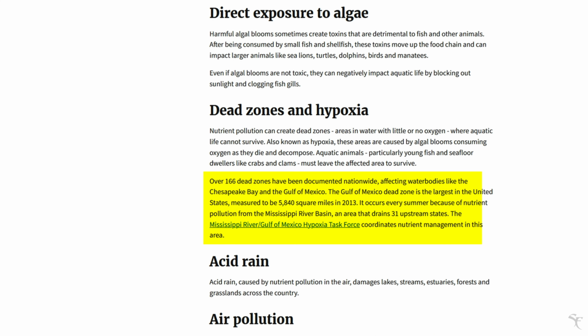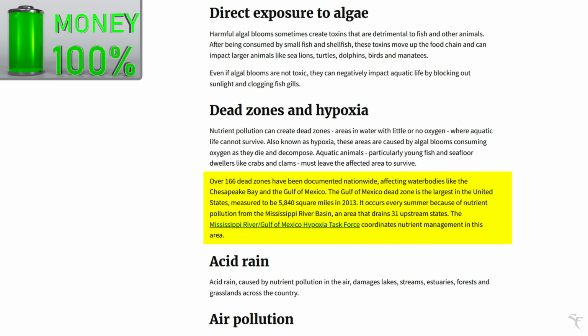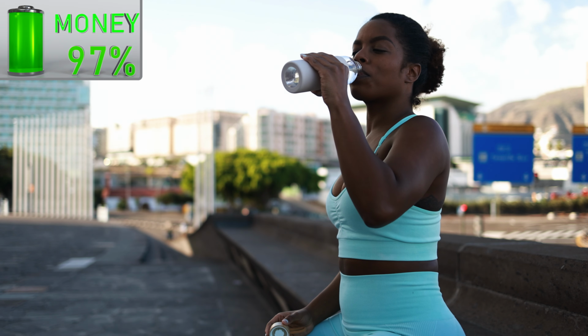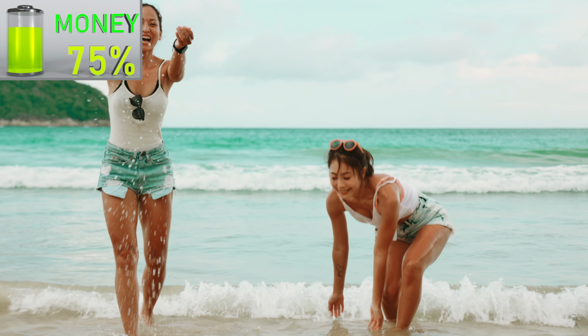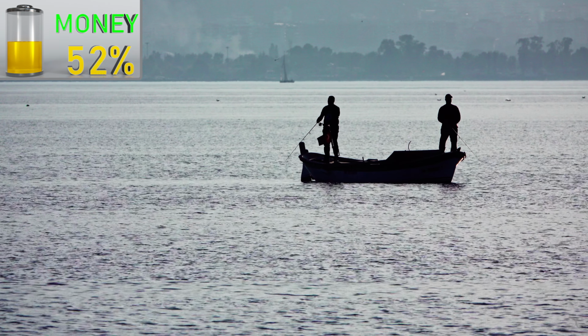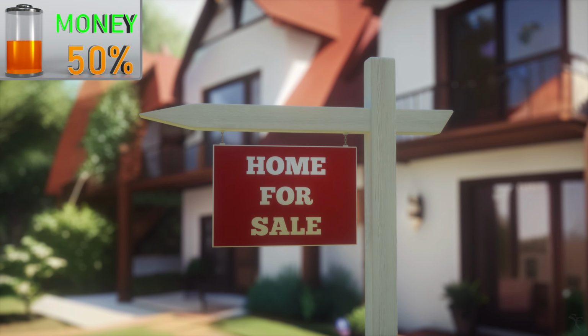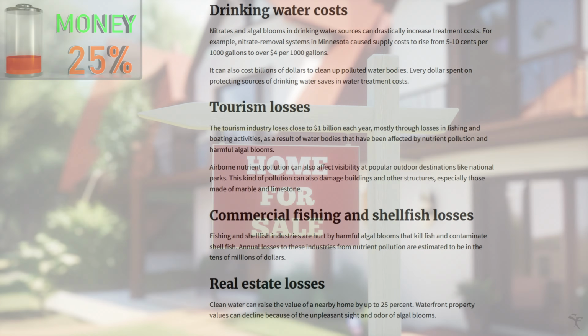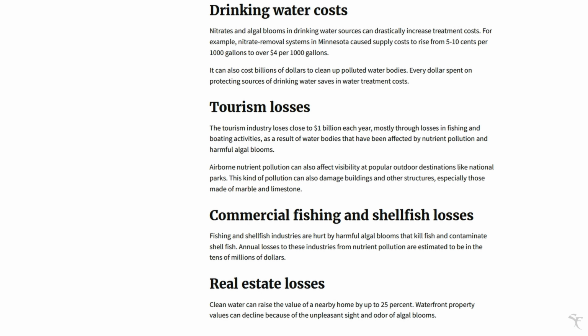But the toxin just moves up the chain. They talk about dead zones and hypoxia, where there's not enough oxygen in the water. So that's going to impact aquatic life as well. Acid rain and air pollution. And then finally, the economic impacts: the drinking water costs, the tourism losses, the commercial fishing and shellfish losses, and the real estate losses. So all of these things are impacted just by people putting too much fertilizer down or not being responsible with how they handle it.